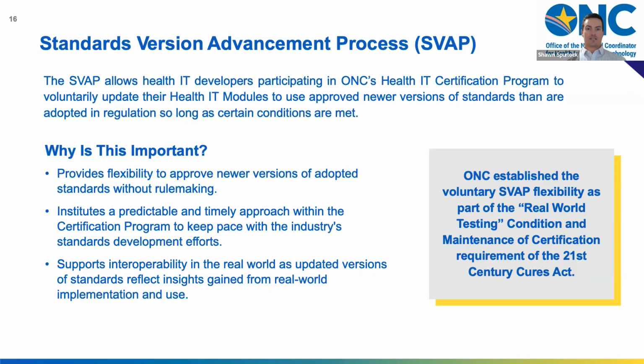SVAP, as an annual process, institutes a predictable and timely approach within the certification program to allow us to keep pace with the industry's standards development efforts. And SVAP also supports ONC's commitment to interoperability in the real world, as new standards are approved based on the insights gained from real-world implementation and use of these standards. Next slide, please.